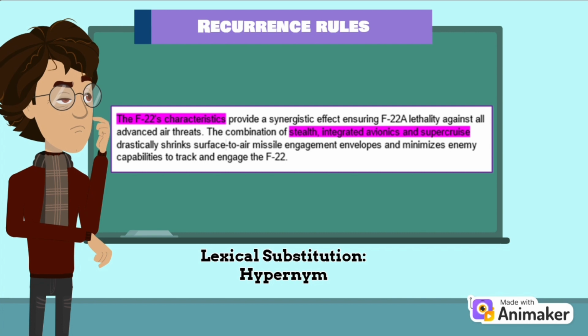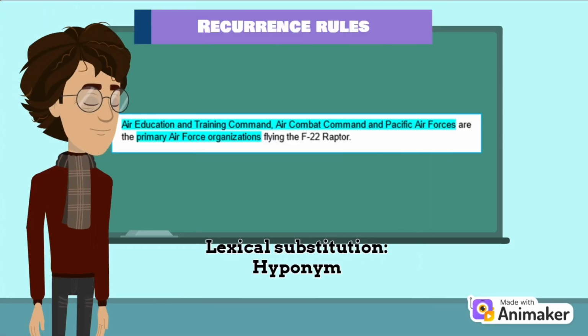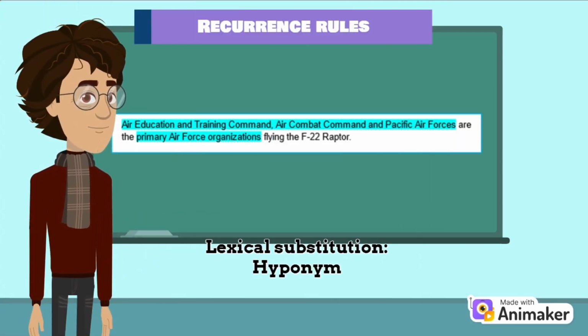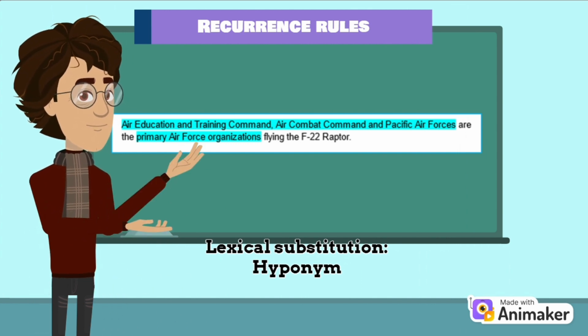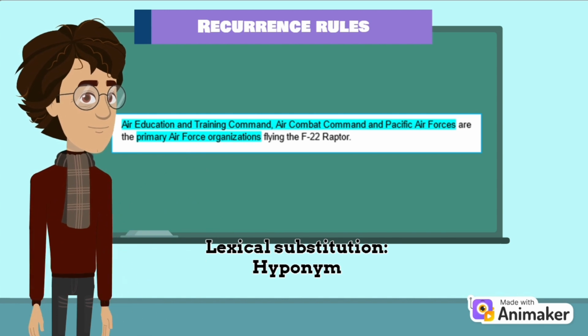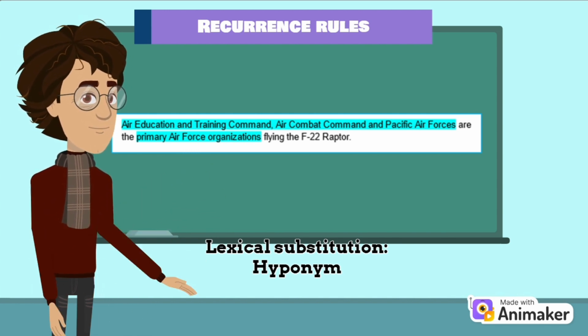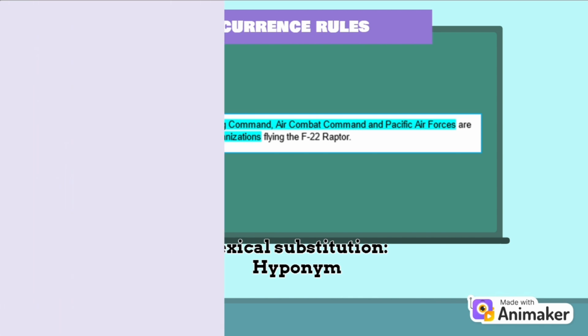Here we can observe the use of a hypernym to introduce the topic of the paragraph, and later on said topic is expanded upon. In this case, it starts by introducing the umbrella term, the F-22 characteristics, and then it specifies said characteristics. Hyponym is another concept referring to the use of a subordinate term and then introducing the umbrella term. In this case, it first starts specifying 3 subjects and then the term under which they fall.